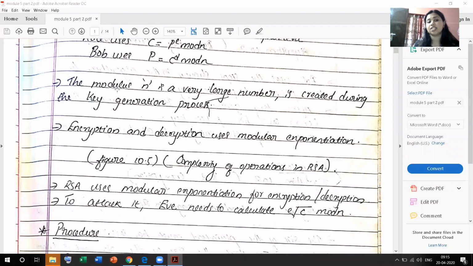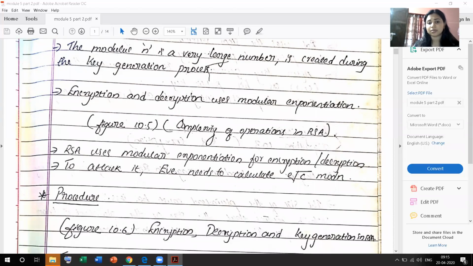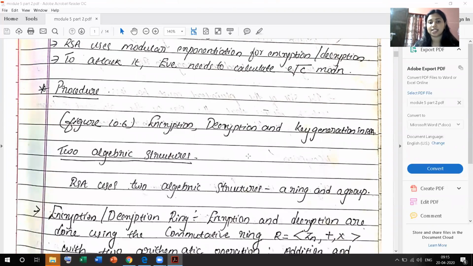The main advantage of the RSA crypto system is the value of n. If the value of n is very large, Eve cannot attack the crypto system. Means the attacker cannot attack RSA if the value of n is very large. If it is small, attackers can easily attack the RSA crypto system. Encryption and decryption use modular exponentiation. Here in figure 10.5, the complexity of operations in RSA.